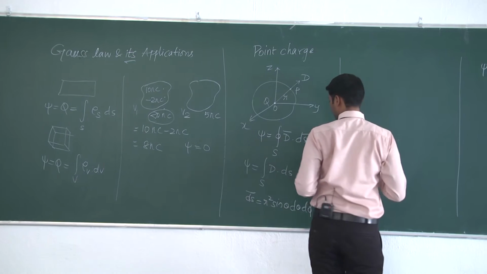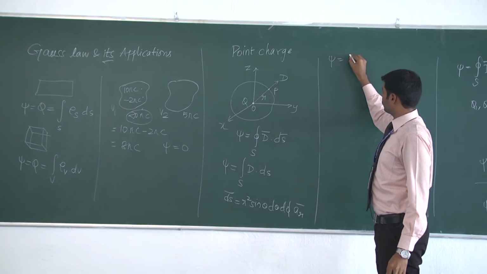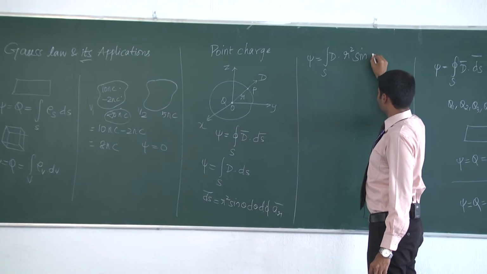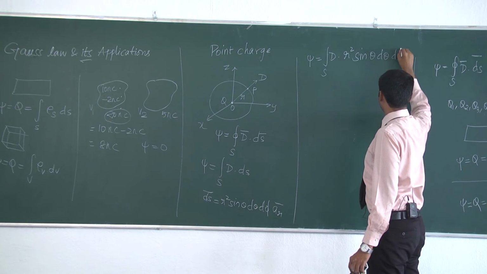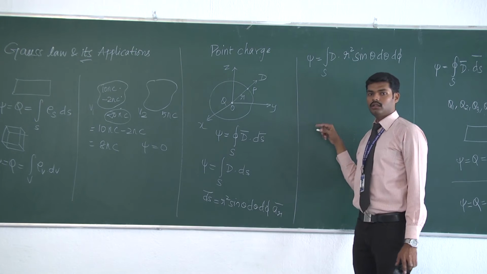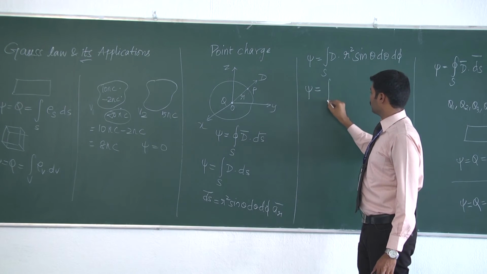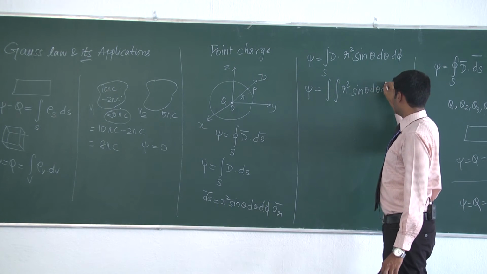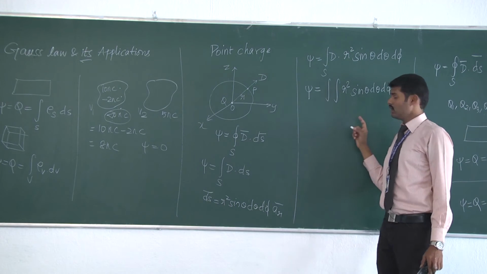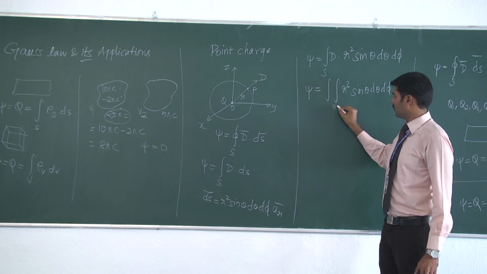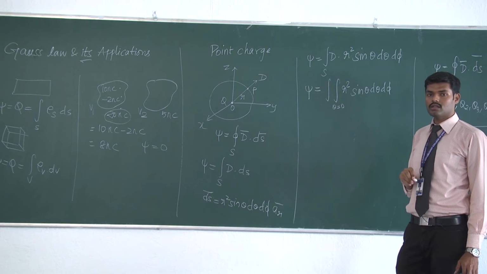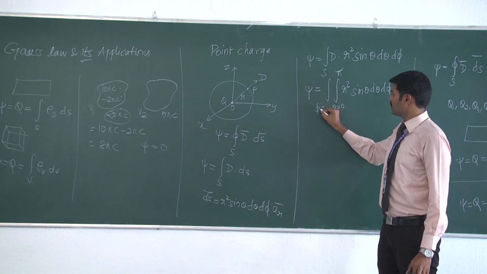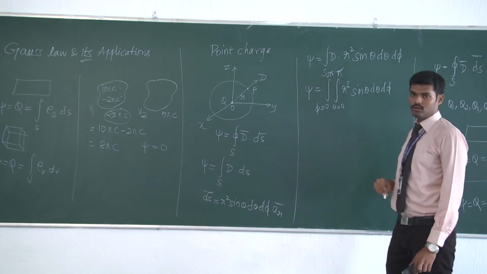Applying this formula to this equation, we shall have psi is equal to the surface integral of D dot r square sin theta d theta d phi. If it is a surface integral, then we know that it is a double integral. So psi will be equal to the double integral of r square sin theta d theta d phi. One integral will be applicable for theta. Theta in the spherical coordinate system always varies from 0 to pi, whereas phi varies from 0 to 2 pi.